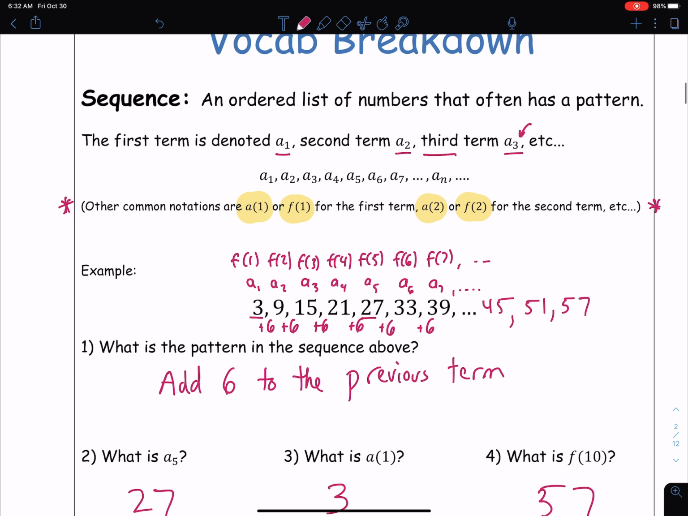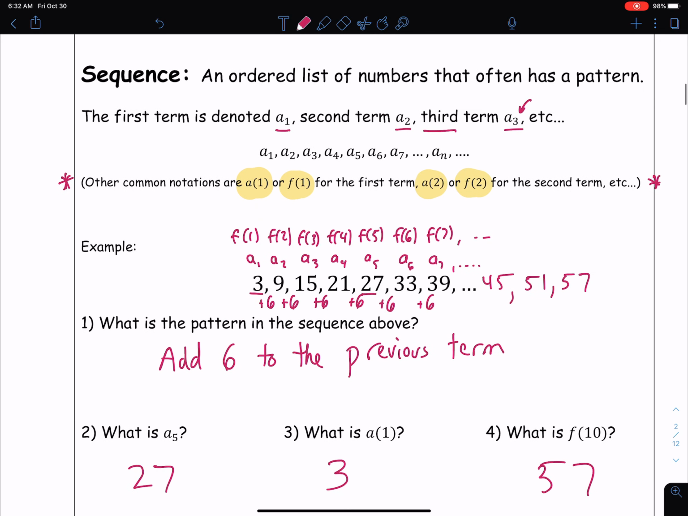So that's all sequence vocab, sequence notation. Make sure you're able to define a sequence.